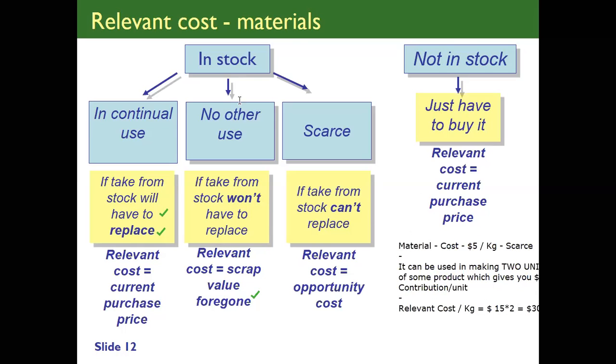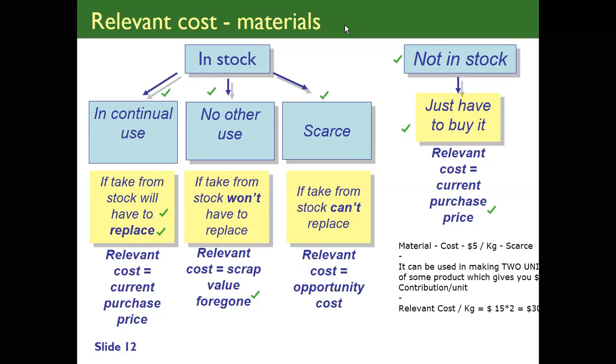So with material, if it is not in stock, then it's very simple. You just have to buy it and you take the purchase price. But if it is already available in stock, then you have 3 options: continual use, no other use, scarce. In continual use, take market price. No other use, take scrap value. Scarce, you take opportunity cost.